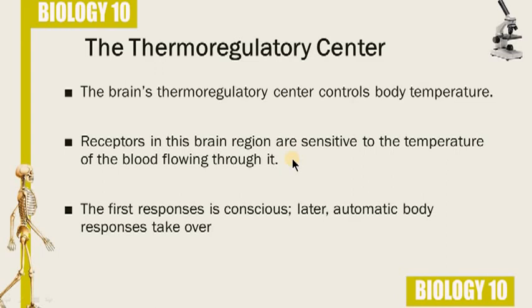They detect the temperature of the body by the temperature of the blood that is flowing past. When the receptors detect the change, the first response of the body is conscious. We think about what to do, what actions to take, what behavior to exhibit. But if the body does not achieve an optimum quickly, then automatic responses take over.